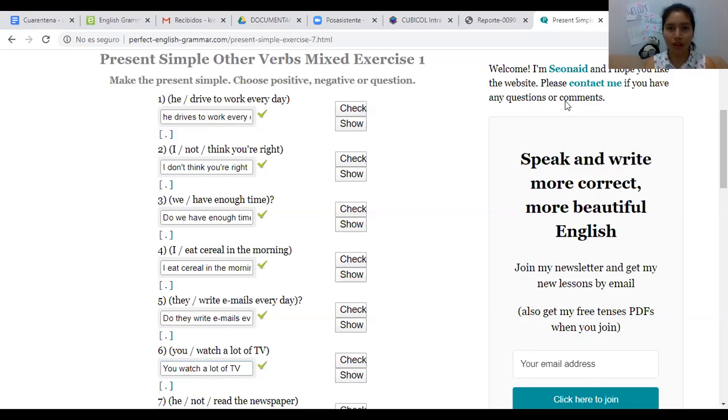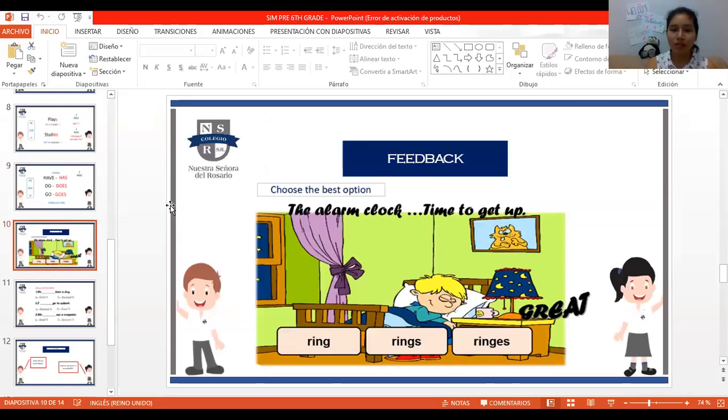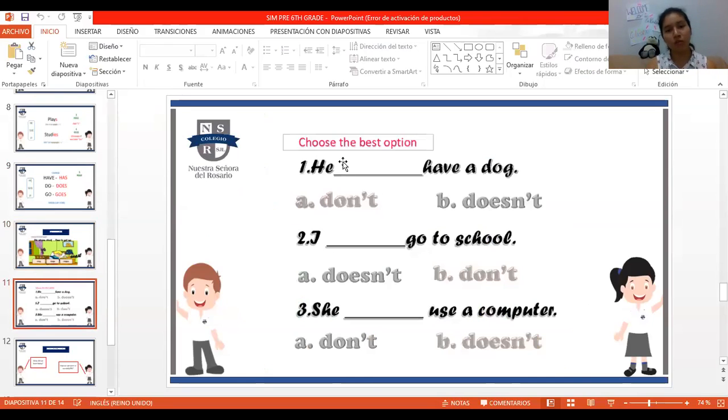So now you can see here in the slides we put a little bit of exercise. The alarm clock, like to get up, you have to think. The alarm clock rings. What do you think is the best option for this? And also to choose the best option between don't and doesn't.